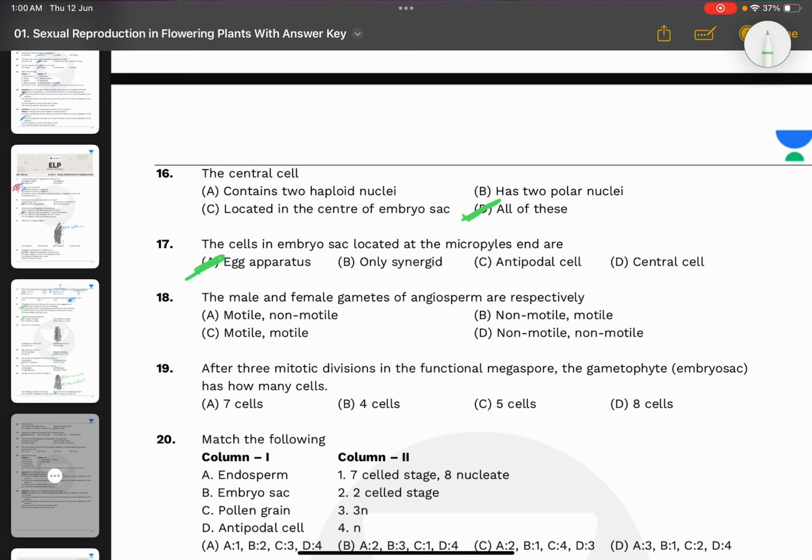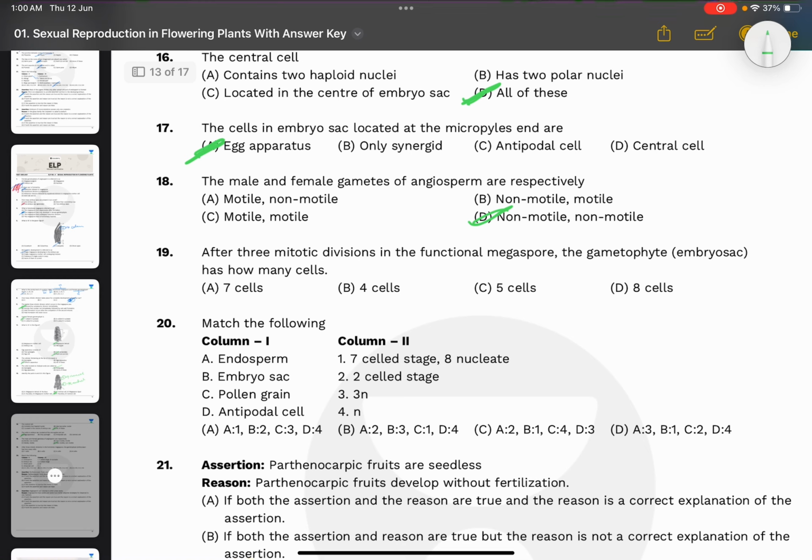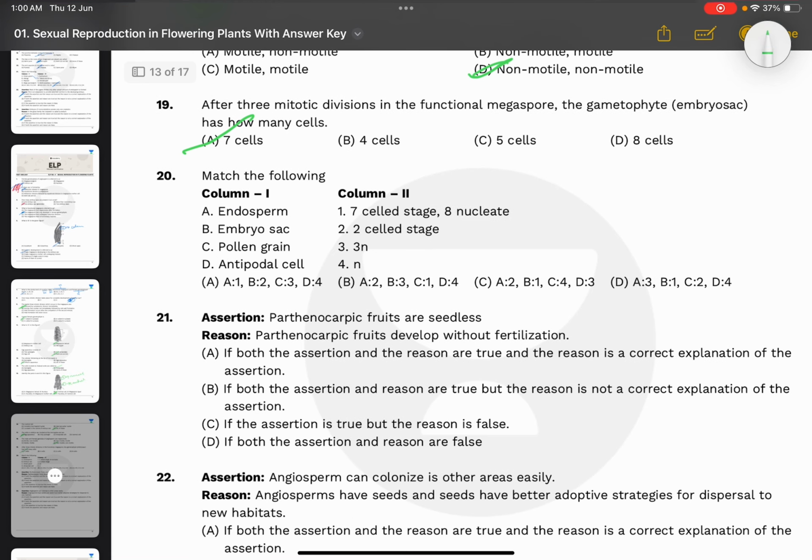The male and the female gametophyte of angiosperms are respectively... So both are non-motile. After 3 mitotic divisions of the functional megaspore, the gametophyte has how many cells? 7 cells. Endosperm is what we call 3N. Embryo sac is this one. Pollen grain 2-cell stage. Antipodal is N. So D का 4, A का 3.